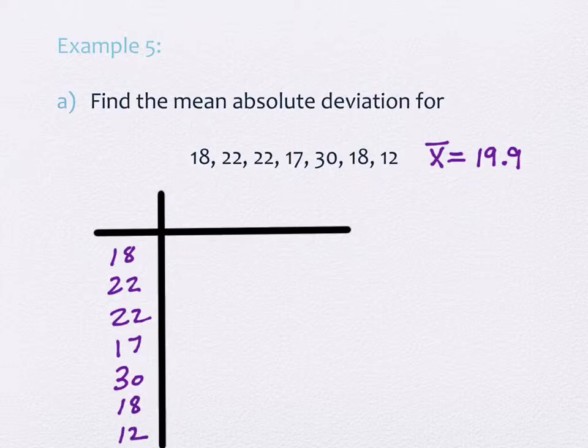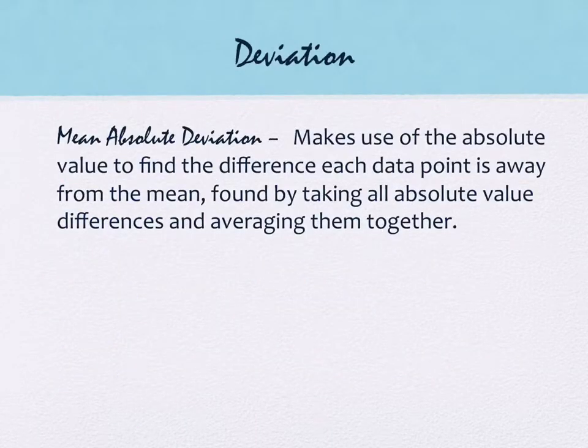Okay, so these are all my data values. And the first thing I'm going to do, again, in either case, is to find how far away they are from the mean. The difference is that when we're looking at mean absolute deviation, it actually tells you that we're making use of the absolute value to do this. So I don't really care if they're bigger than the mean or smaller than the mean. I just want to know how far away they are.